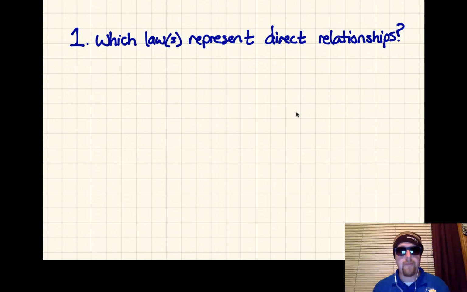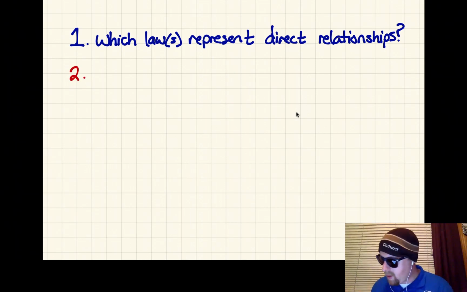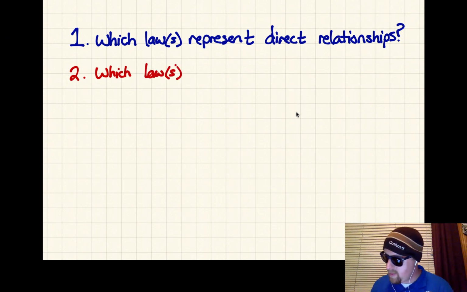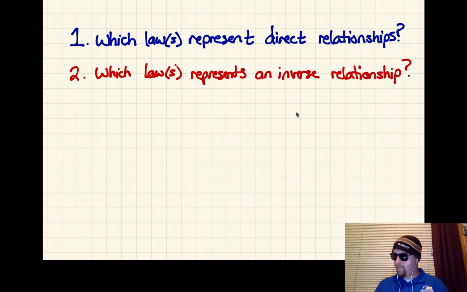The second question I want you to be able to answer is the following. Which law or laws represent an inverse relationship or relationships?